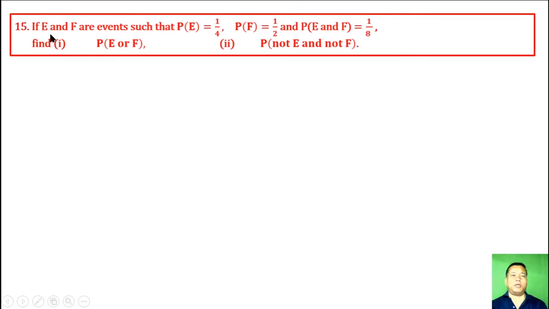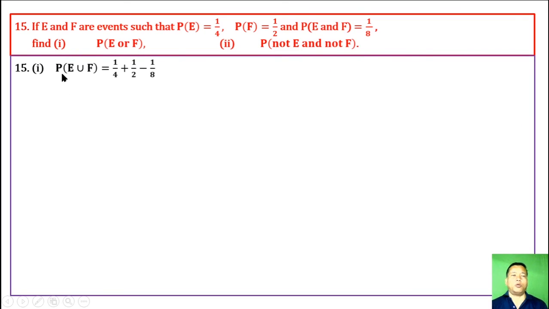Number 15, E and F are events such that P of E is 1 by 4, P of F is 1 by 2, P of E intersection F is 1 by 8. Find P of E union F. P of E union F is equal to P of E plus P of F minus P of E intersection F. Giving their values and solving, we get 5 by 8.